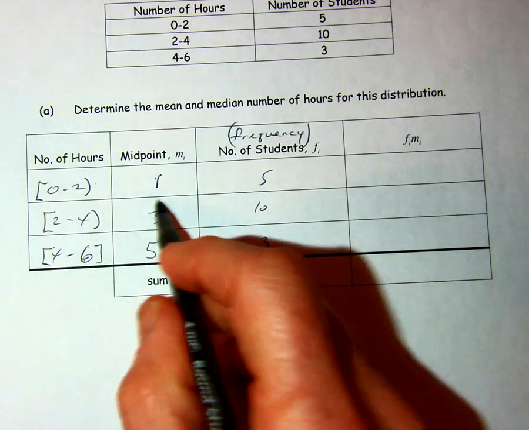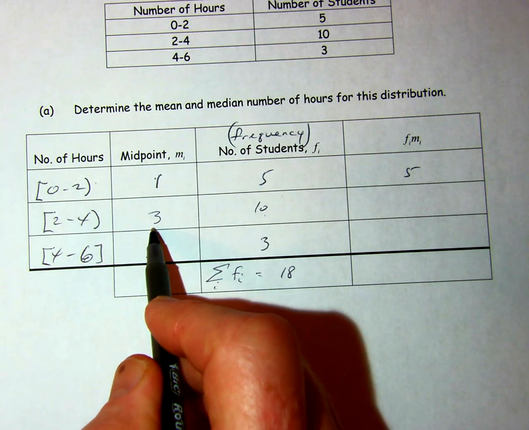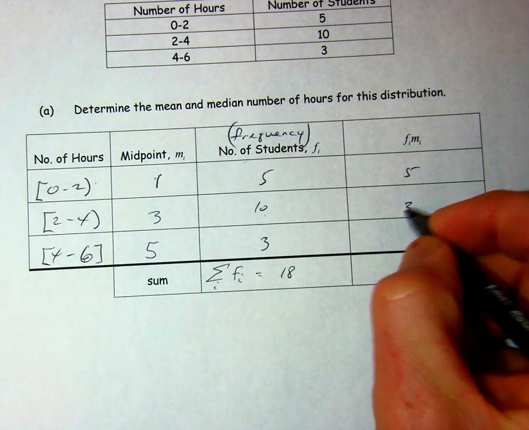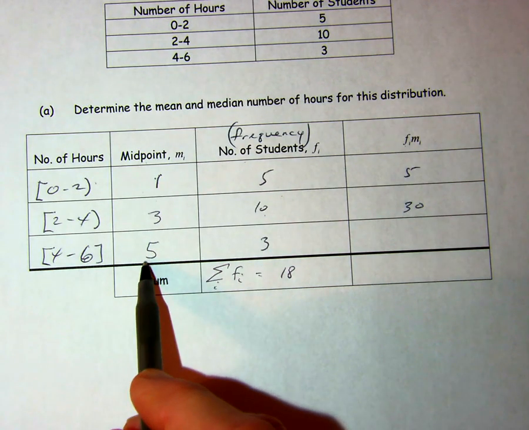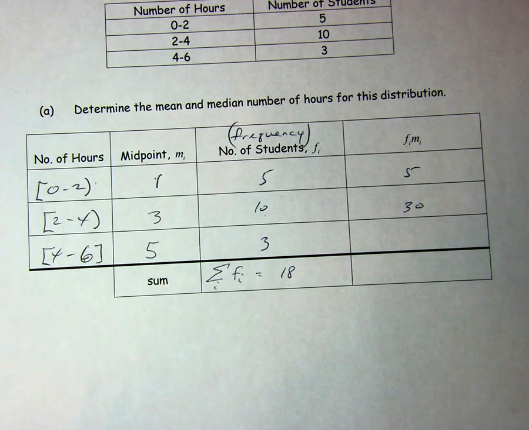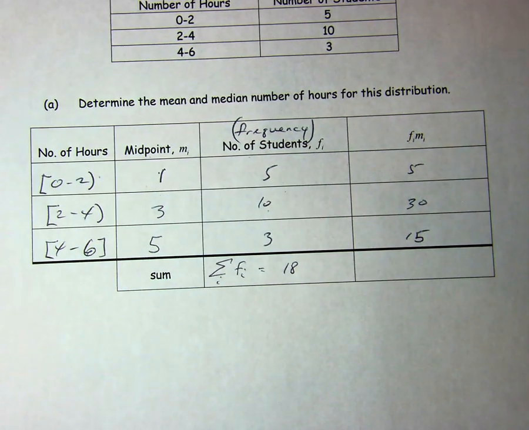So this times this is just 5. Let's say we have 10 people, and the midpoint is 3. These two multiplied together become 30. If we have 3 people and their average is 5, we don't know for sure, but we're assuming that they average out to 5 hours, so that would be a contribution of 15.